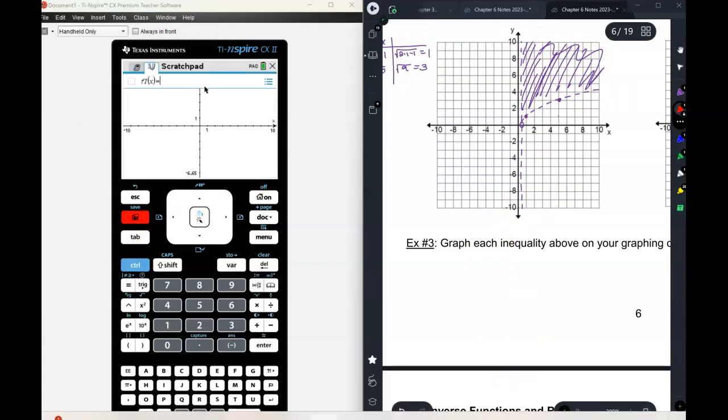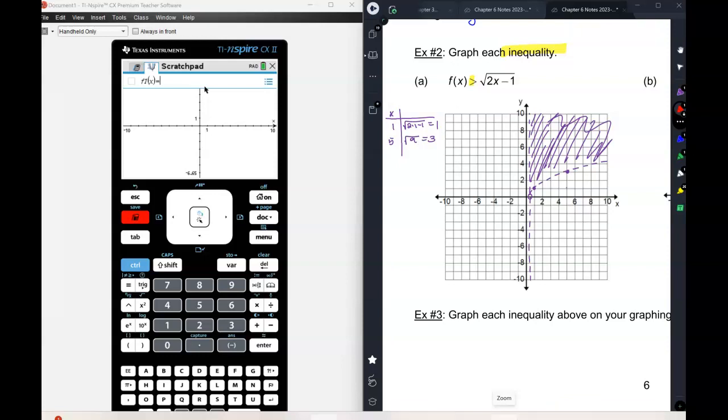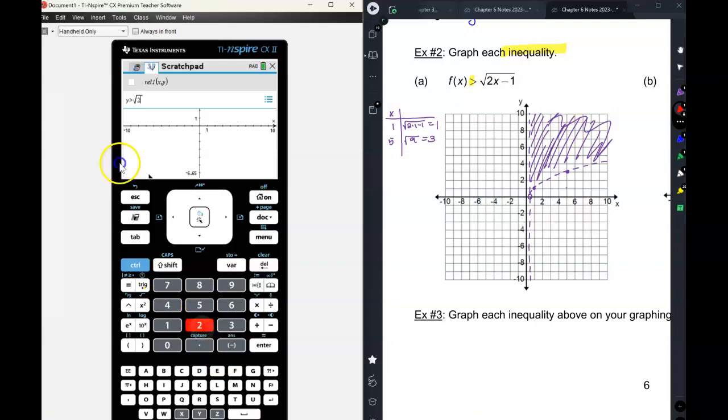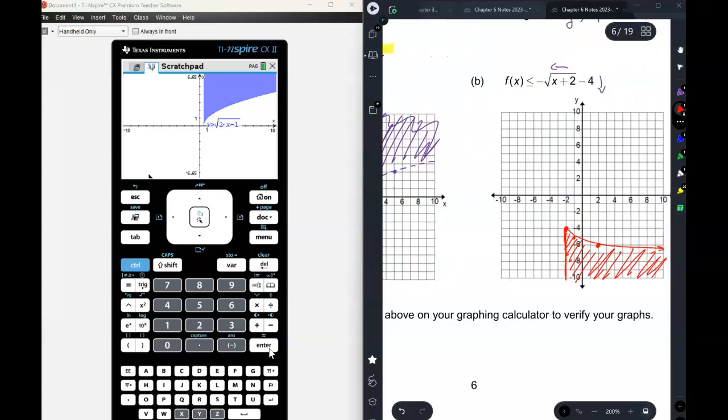Okay, let's see if we can graph these on the calculator. So we want to do an inequality. That means we're on the scratch pad. One quick way to do an inequality is to press the delete button just once. Don't go delete happy. And you should get this menu. You have to pick greater than. And we're going to do square root, 2x minus 1. How wonderful is that? Isn't that cool?